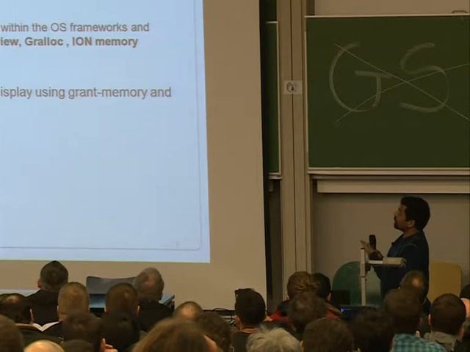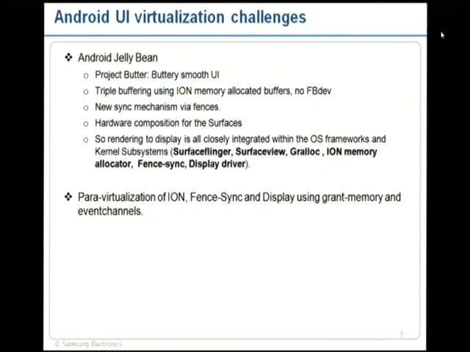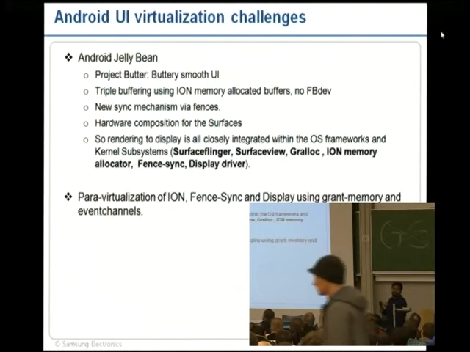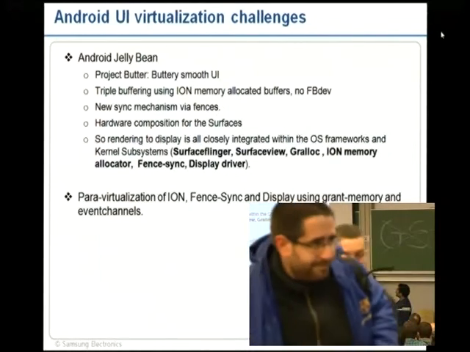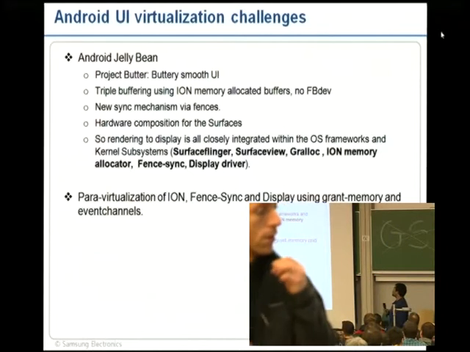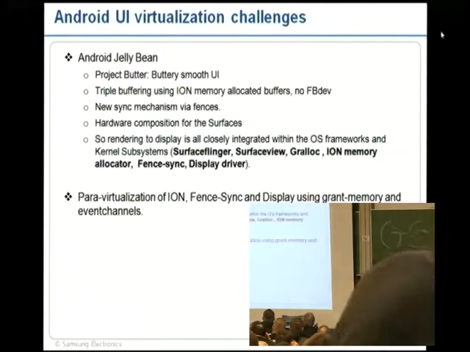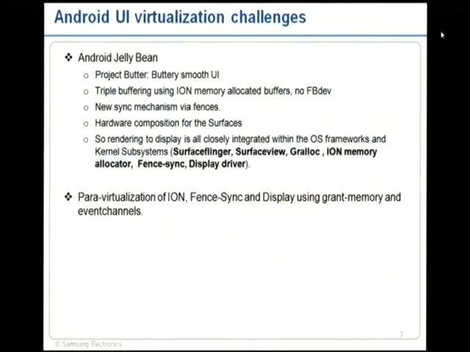See, the Android Jelly Bean as an OS has introduced lots of changes to get a buttery smooth performance. It has introduced triple buffering and has changed the memory allocation schemes. It has introduced new memory allocators. FBDev was removed. They introduced new sync mechanisms so that the buffers are in sync across all the compositors. And they introduced hardware composition to reduce the burden on the GPU.